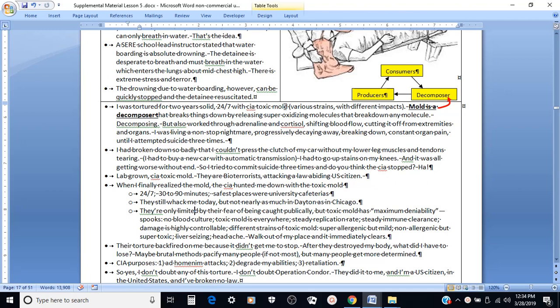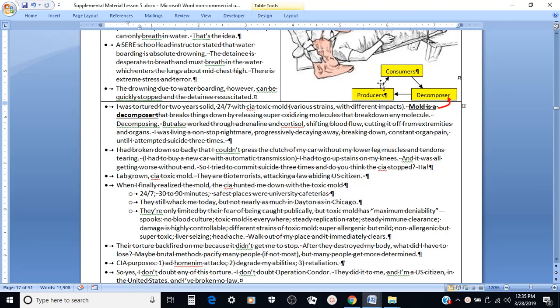Various strains with different effects. I'll talk about the different types down here. There's 4 basic types. I can tell by when I'm exposed to a different type, right? Now, mold is a decomposer that breaks things down by releasing superoxidizing molecules that break down any molecule in your body.